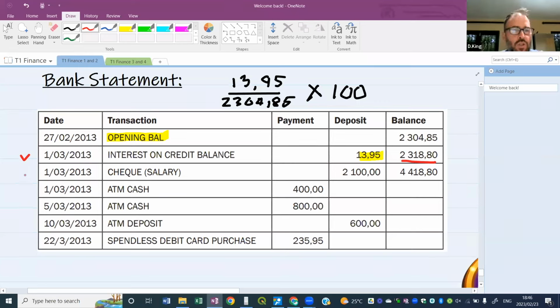Now there's a second transaction on the 1st of March as well. It says check salary. So in those days, you could get your salary via a check, and it was deposited. You can see it's underneath the deposited column. Okay. So 2,100 was deposited. And what did it do to the balance? Well, it increased the balance by quite a lot, exactly by 2,100 Rand. So the new balance is now 4,418 Rand. Okay.